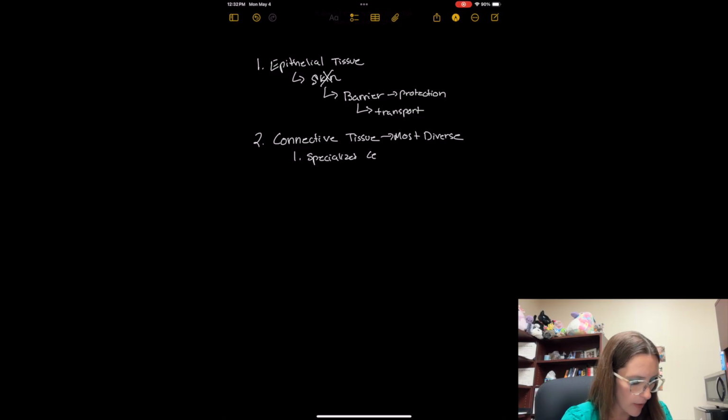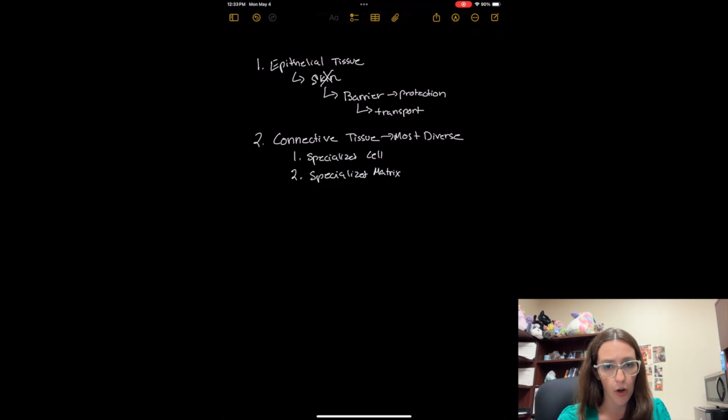The second type of tissue that we have is connective tissue. And I know I said that epithelial tissue is very diverse, but the connective tissue is going to be the most diverse. And they're defined by specialized cells and a specialized matrix. And together, these specialized cells and these specialized matrices are going to help with their overall function.